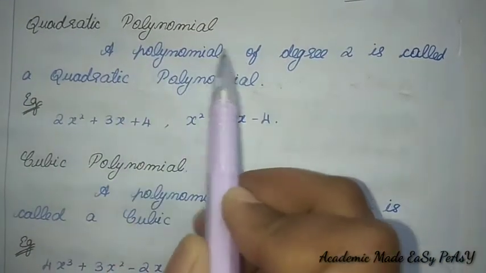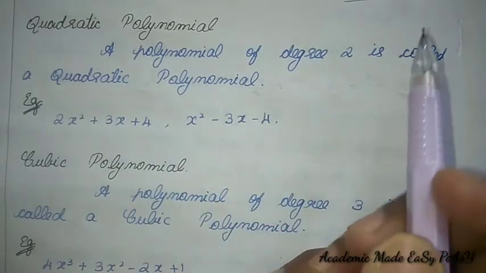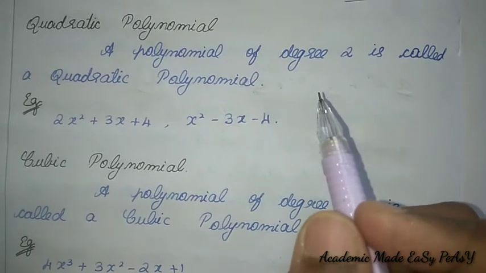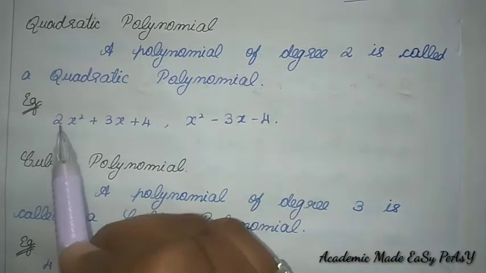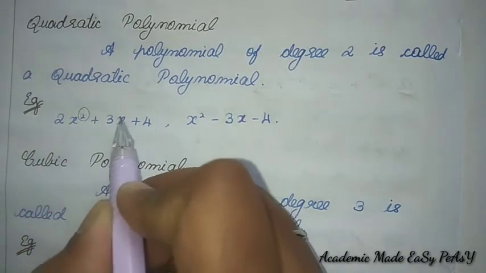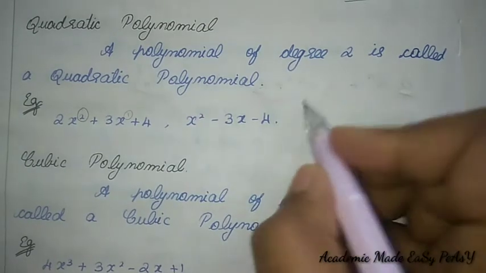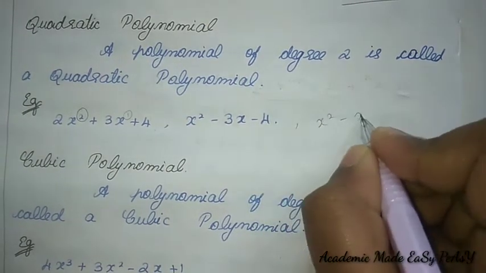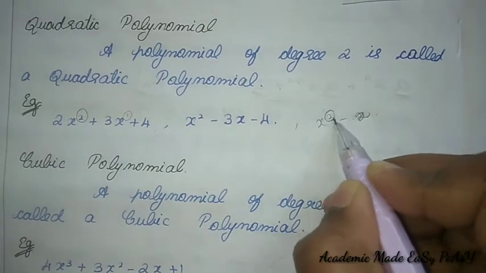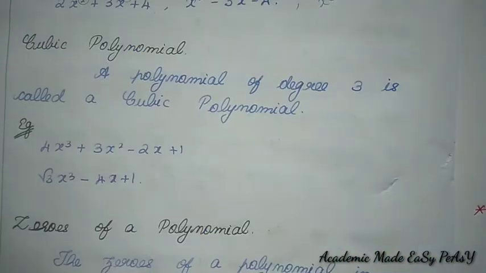Then quadratic polynomial. A polynomial of degree 2 is called a quadratic polynomial. If the highest degree of a polynomial is 2, then it is called a quadratic polynomial. So 2x square plus 3x plus 4. Here the highest degree is 2, so therefore it is called a quadratic polynomial. Even if x square minus 2 is given, the highest power is 2 only, no? So then it is called a quadratic polynomial.